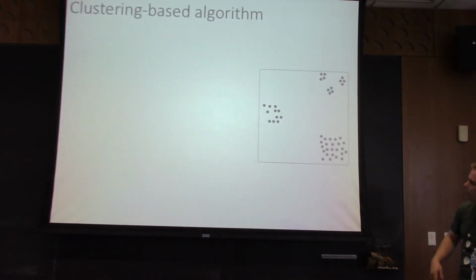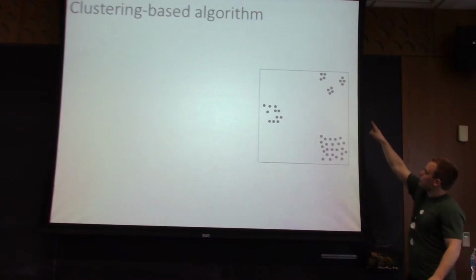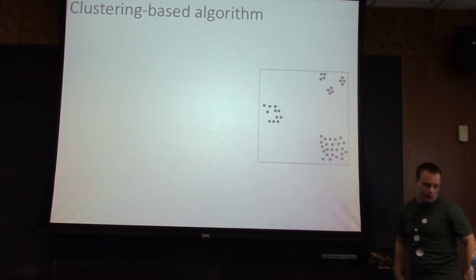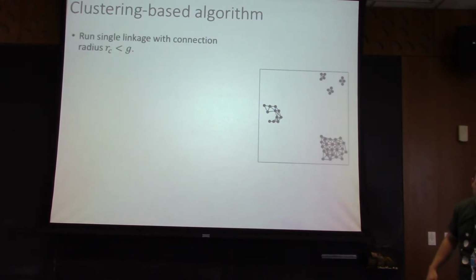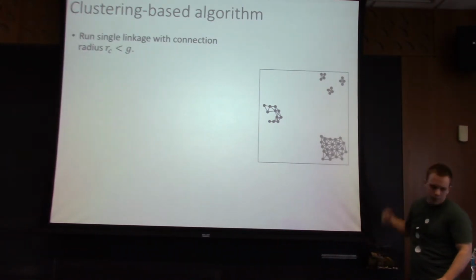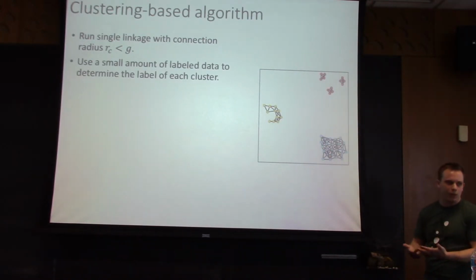So the way you turn this into an algorithm is you take your unlabeled set, and here I'm not trying to make it look like it was uniform over that set. So there's these 3 different clusters up in the top class, maybe uniform here, and this funny U shape there. So you run single linkage with a carefully chosen connection radius to make sure you're not going to glue the classes together. And then you're going to use a small amount of label data to determine the labels from the classes.